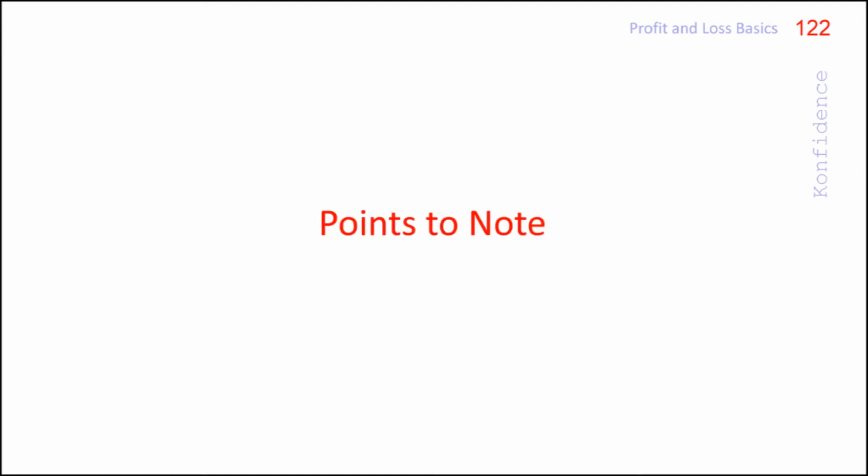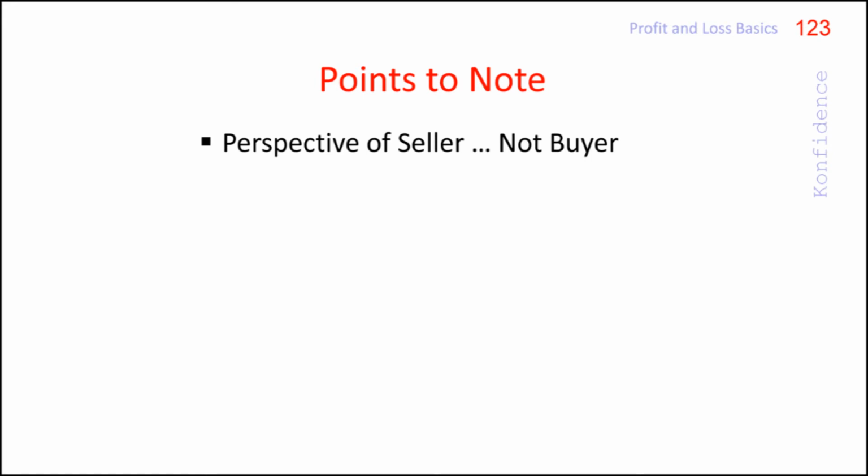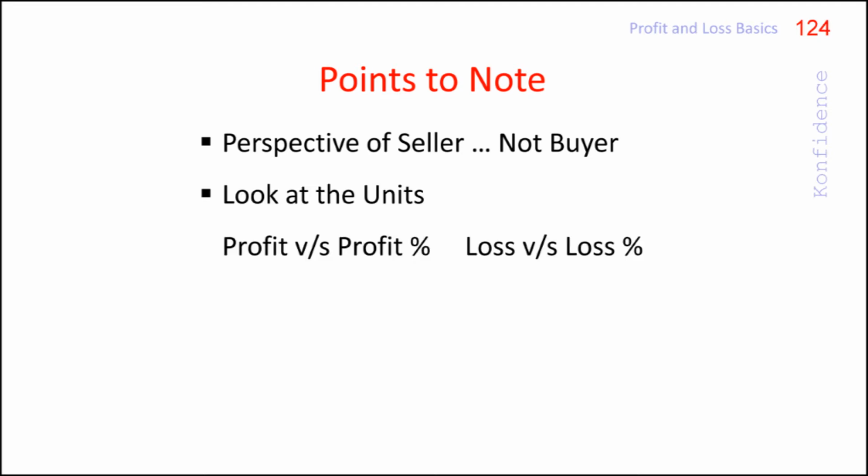What are the special points to be noted here? 1. Always approach the problem from the viewpoint of the businessman and not the buyer or the onlooker. Point number 2. Do not get confused between profit and profit percentage, loss and loss percentage. Always look at the units. If it is currency like rupee, dollar, etc., it is absolute. And if it is percentage, there will not be any units but a percentage sign.